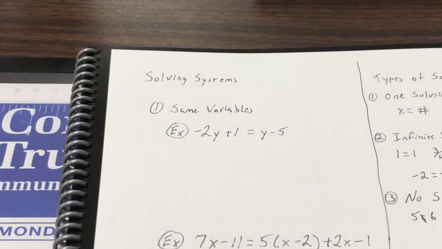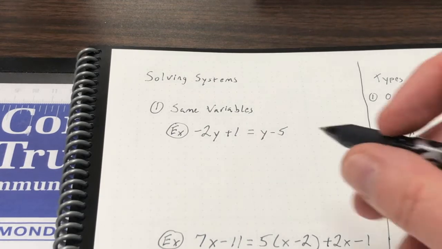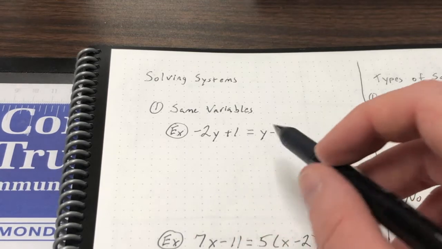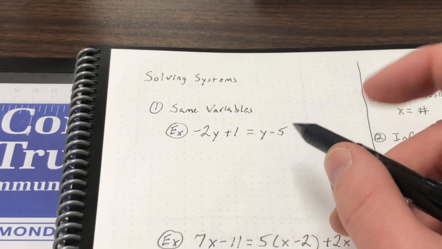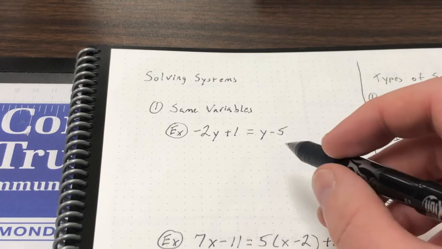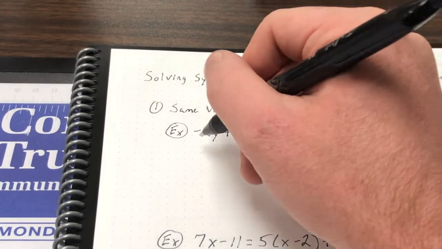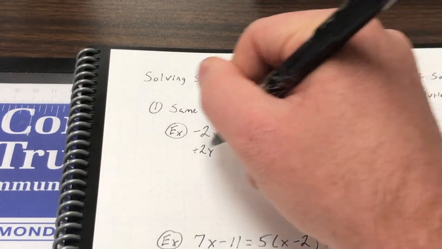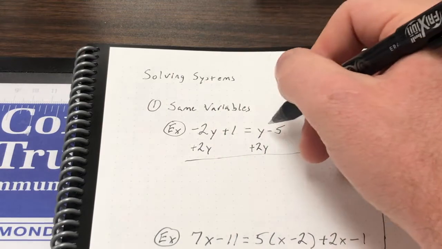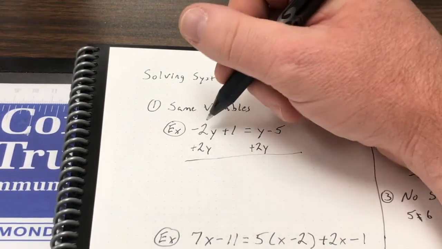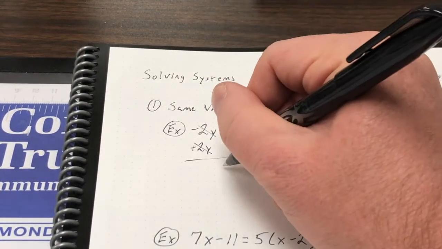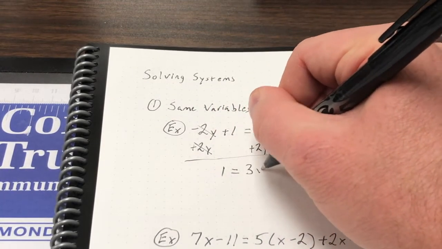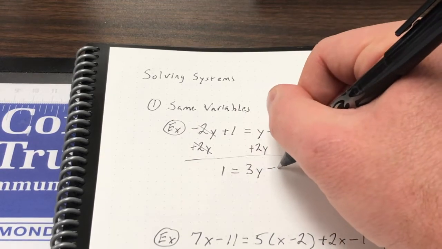We're going to work a couple examples together. The very basic one is where your variables are on different sides. Treat them like any other equation that you would solve. I try to avoid negatives if possible, so I would bring my negative 2y over by adding 2y. It cancels out over here, leaves me with 1 equals y plus 2y's is 3y. And then this -5 just drops down.